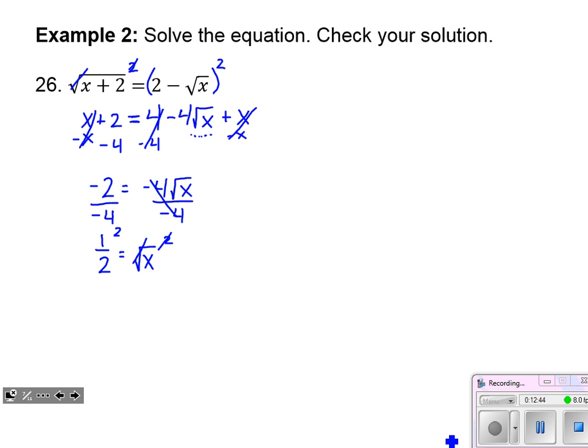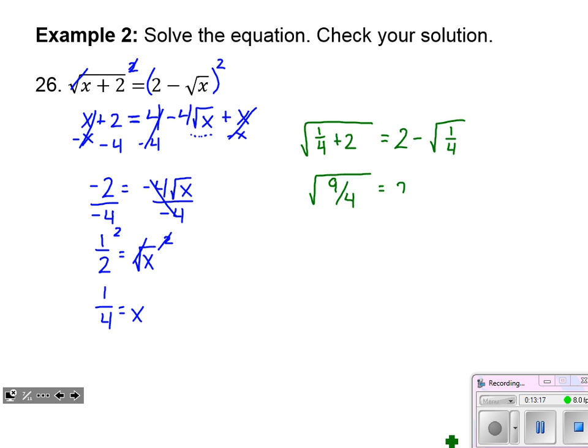When I square a fraction, I square the top, square the bottom, and I find that my possible solution is x equals 1/4. And let's see if that makes a true statement. So here I'll do my check work in green over here. Does the square root of x, that's, we're testing 1/4, plus 2, does that equal 2 minus the square root of 1/4? All right, well, the square root of 1/4 plus 2, that's 1/4 plus 8/4, 9/4. Does that equal 2 minus the square root of 1/4, which is 1/2?